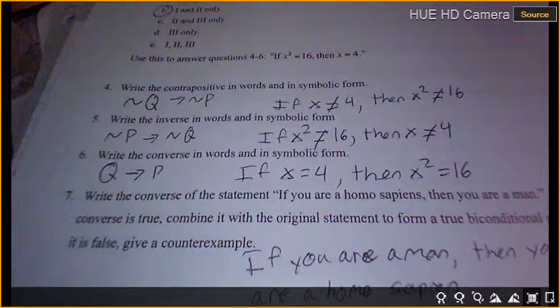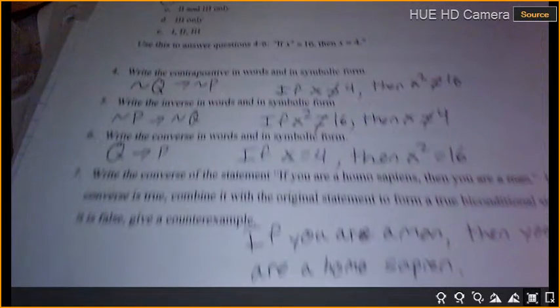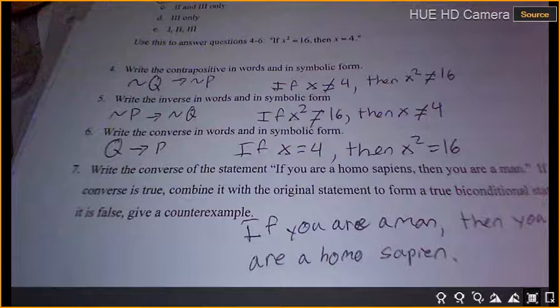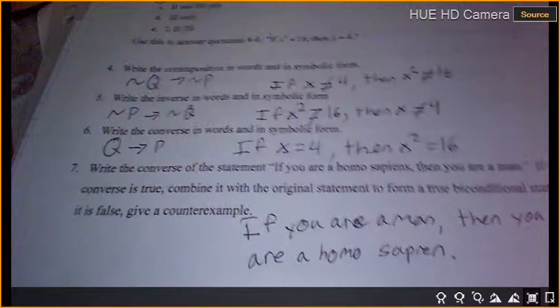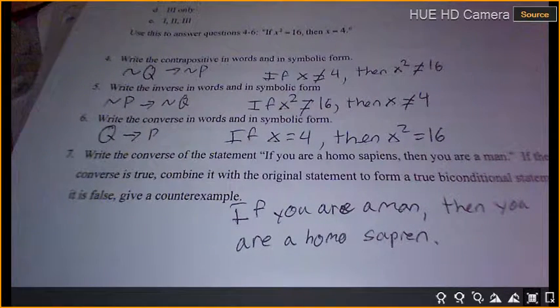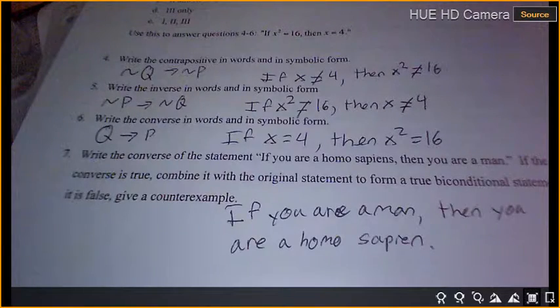All right, so we did that. If the converse is true, combine it with the original statement to form a true biconditional statement. If it is false, give a counterexample. Is this statement true or false? I mean, it's true, but it's also false. When we say man, let's say we mean boy.